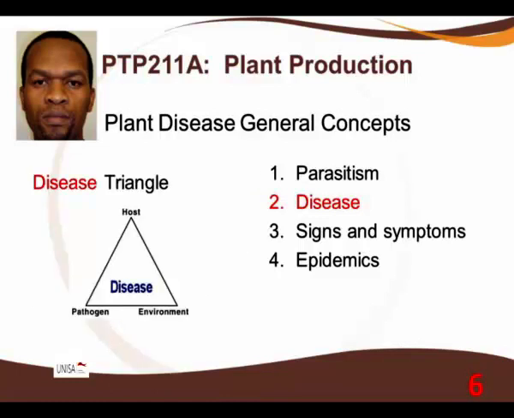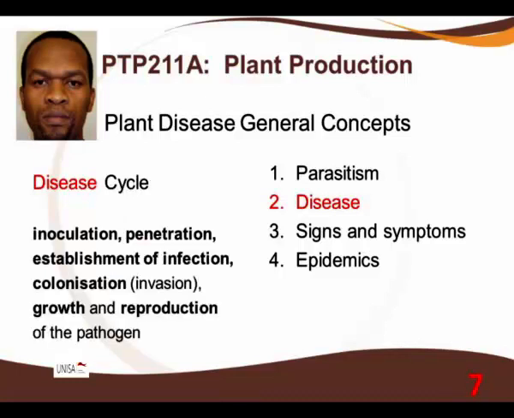Three conditions are necessary for a plant disease to occur. You need a susceptible host, a virulent pathogen, and an environment which favors disease development. Favorable environmental conditions may be sufficient moisture or warm temperatures. The existence of the three conditions is illustrated with what is called the disease triangle. Disease development takes place in various stages, which begin with inoculation, penetration, establishment of infection, colonization, growth of the pathogen, and finally its reproduction.